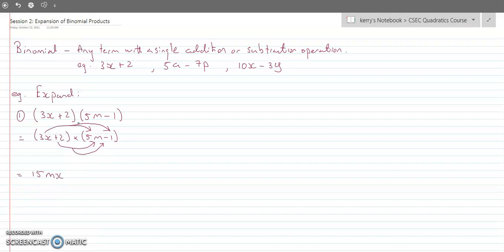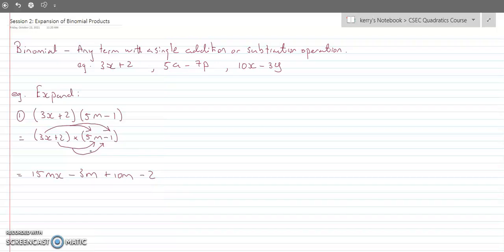Let's go again. 3 by minus 1 is minus 3m. Good? Next one. We finish with the first term. We go to the second term now. 2 by 5m is 10m. And 2 by minus 1 is negative 2.